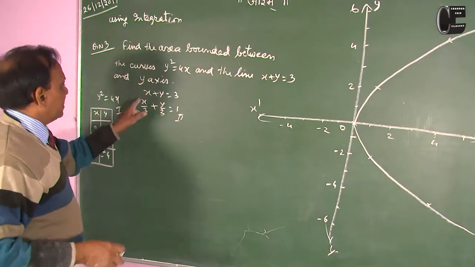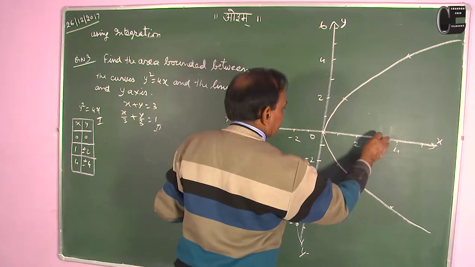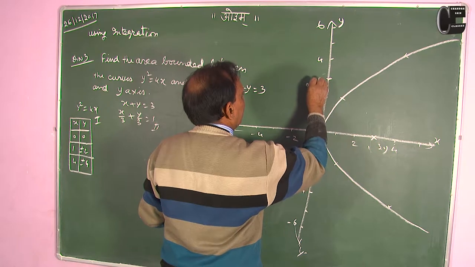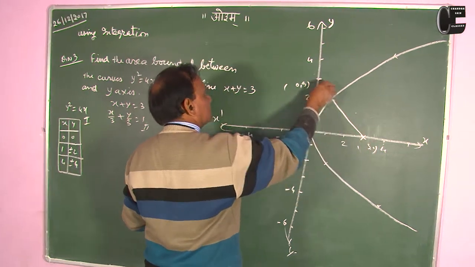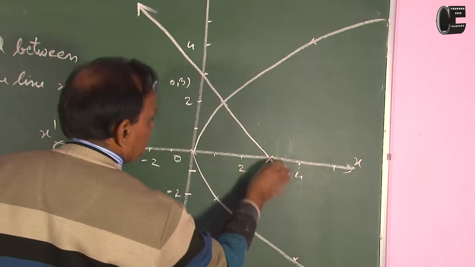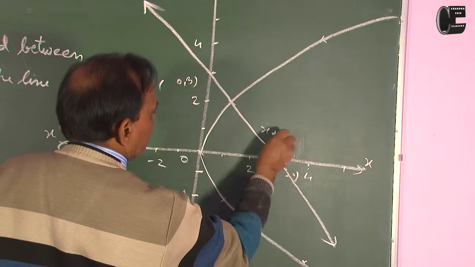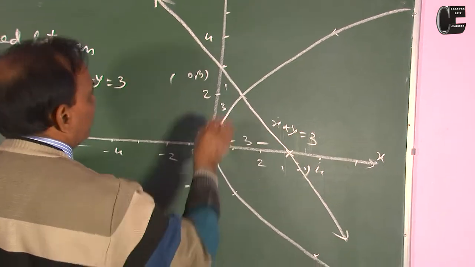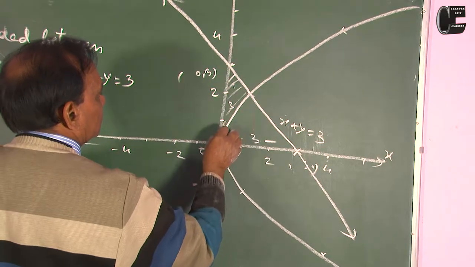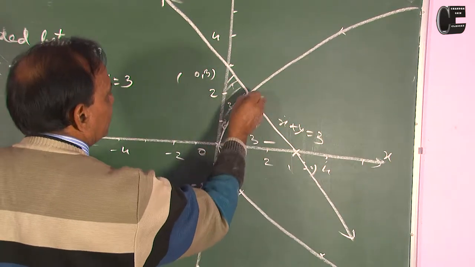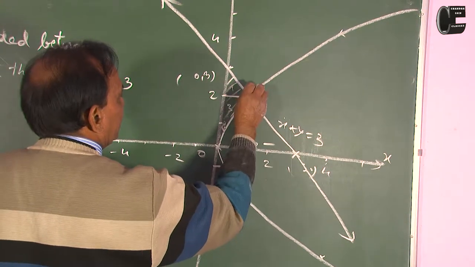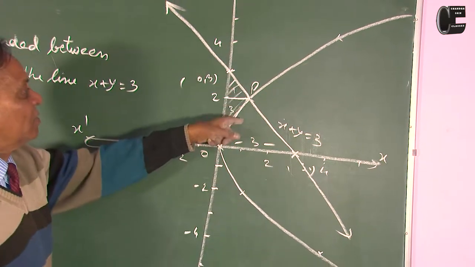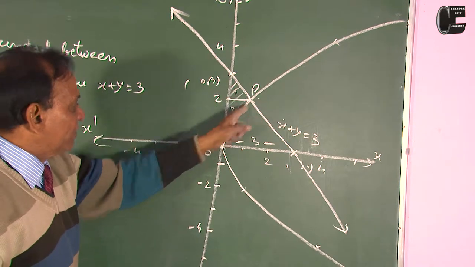Now, second, x by 3, it cuts an intercept of 3, 0. This is 3 and this is also 3. The line passes through these two points, like this one. X plus y equal to 3. Intercept of 3 and intercept of 3. Now, we are to find this area. We are to find this point P. This is 0, this is 3. We are to find this area between the y-axis, this line and this curve.